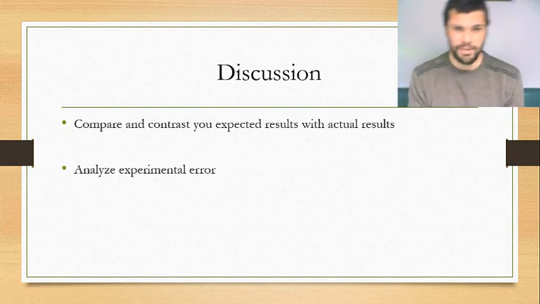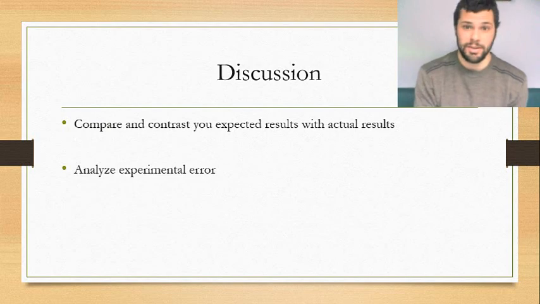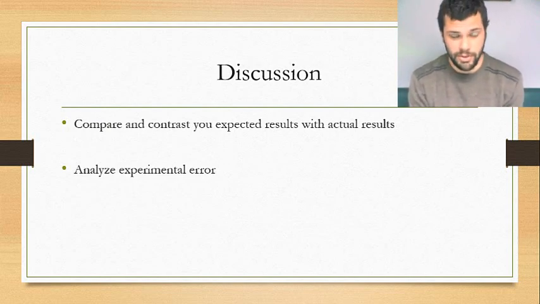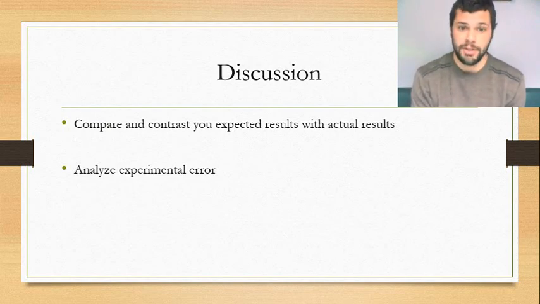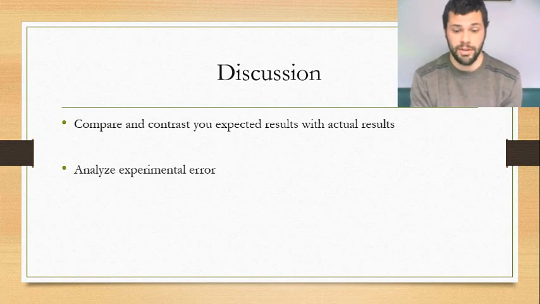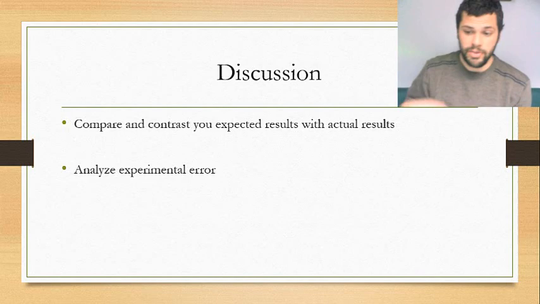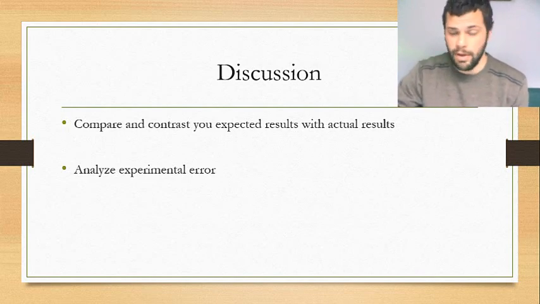The discussion section. Compare and contrast your expected results with actual results. You can analyze your experimental error in this section. This is really the most important section of your lab report. This is where you tell us what happened and why you think it happened.